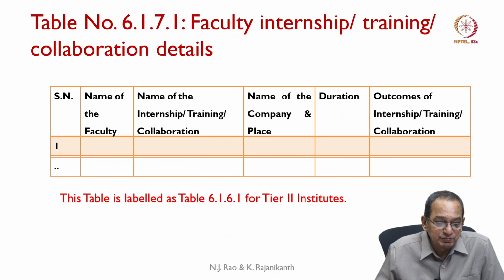So provide simply the data: name of the faculty, name of the internship, training, collaboration, name of the company or place. It can be even a reputed R&D organization. Then the duration, then outcomes of the internship, training, collaboration. Several outcome possibilities exist; list all of them. If it has resulted in some patent as well as some paper publication, include both. And for all this, provide documentary evidence.